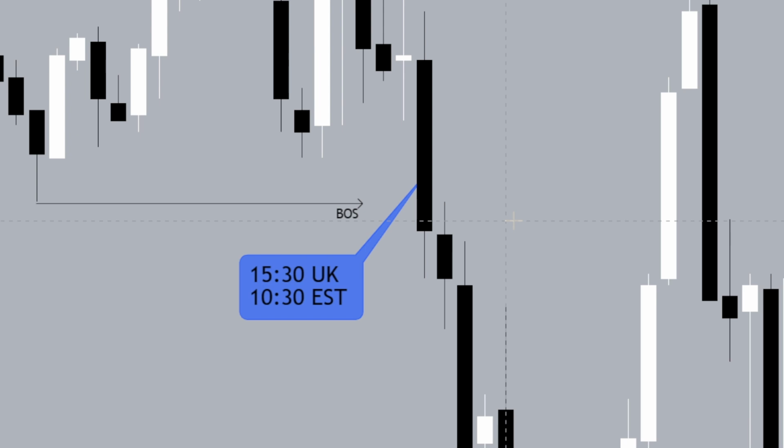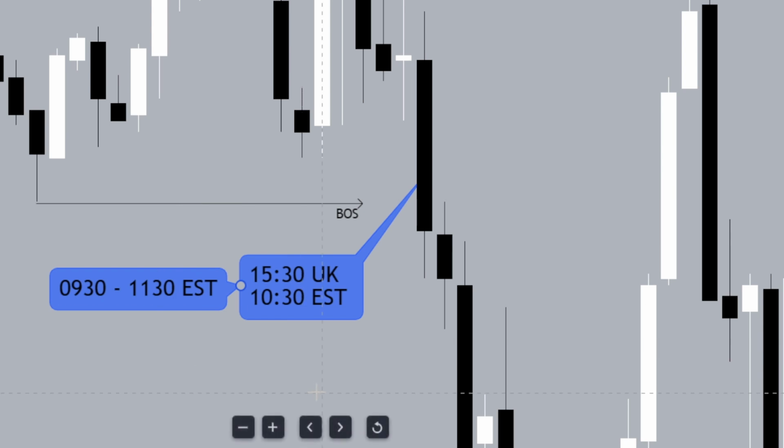And the answer is yes, because again, remember our timing, like I said previously, our time for looking for those high probability trade setups is from 9:30 to 11:30 Eastern Standard Time. So we understand that we are at 10:30 Eastern Standard Time. So we're bang on in the middle. So our fair value gap has occurred in a specific time window. This is the basic version of a time-based fair value gap occurring during a specific time.